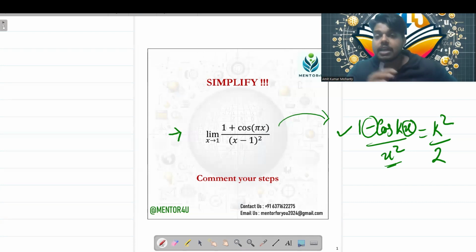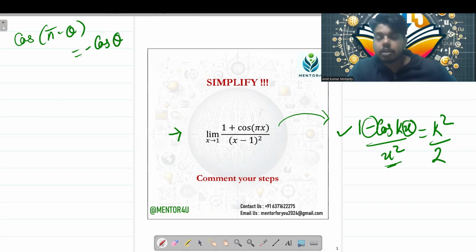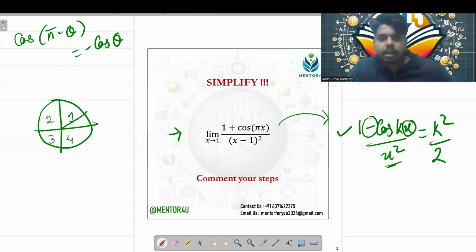Now, before proceeding, let's first revise a few trigonometric identities: cos(180 minus theta) equals minus cos theta. That is one of the trigonometric identities. If you have not understood how this identity came into existence, let's go into the quadrant circle. If I draw a quadrant circle, this is first, second, third, and fourth. Let's find theta. This angle will be my theta, and this angle will be my minus theta. Theta is the angle made with the positive x-axis.